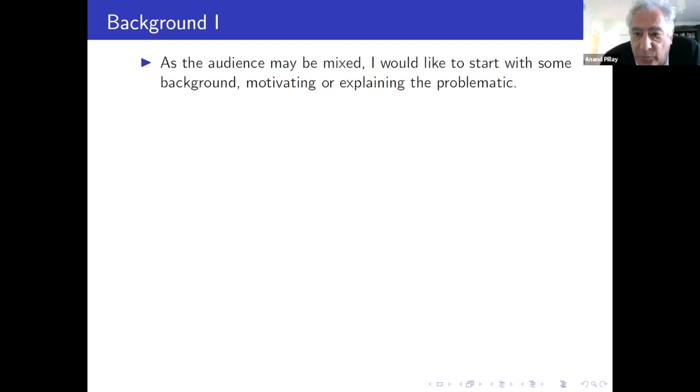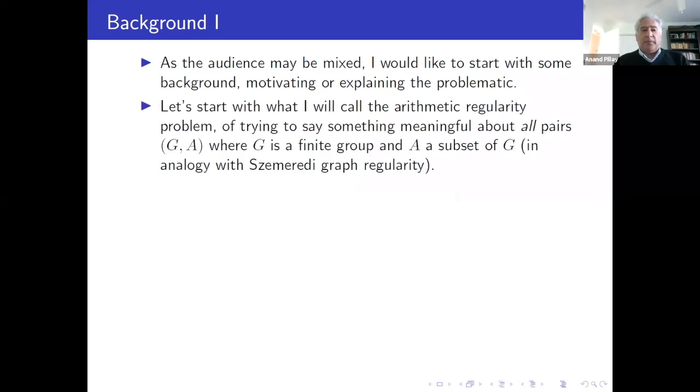I would like to start with some background which motivates or explains what is going on and why. So I'll start with what I call the arithmetic regularity problem, or sometimes some mathematicians talk about a regime, but I don't like the word regime so much. So the arithmetic regularity problem is trying to say something meaningful about all pairs (G, A), where G is now a finite group and A is a subset of G.